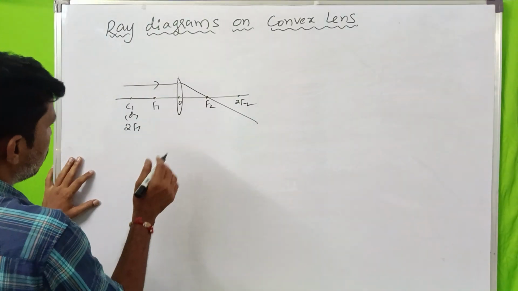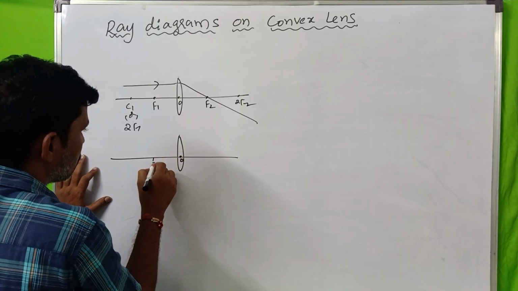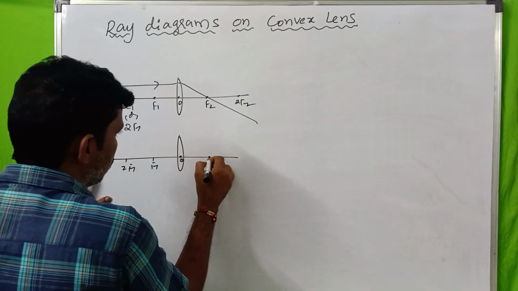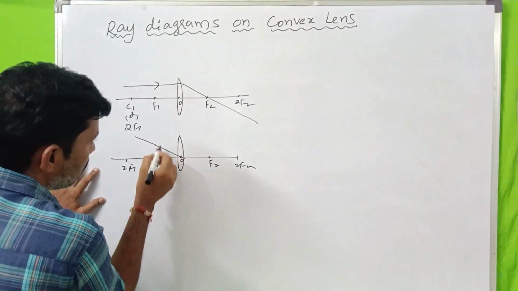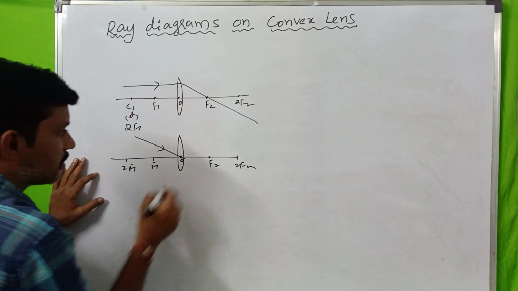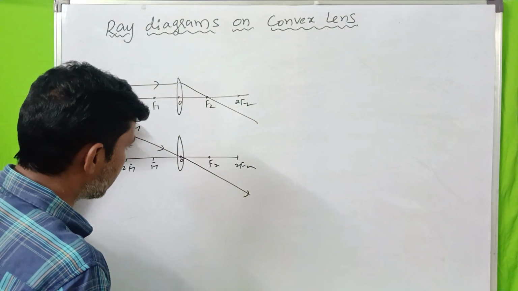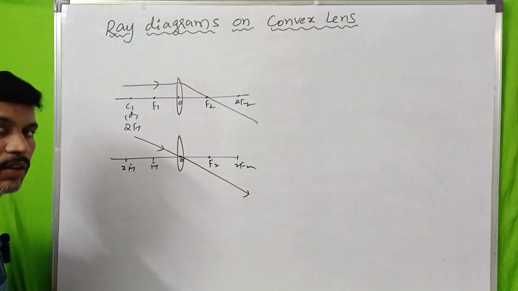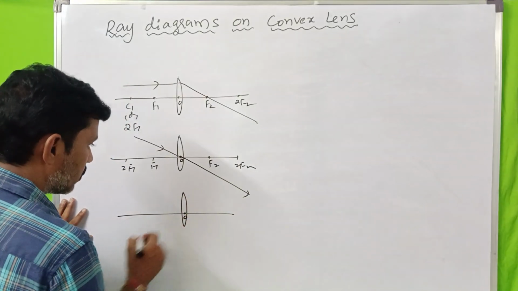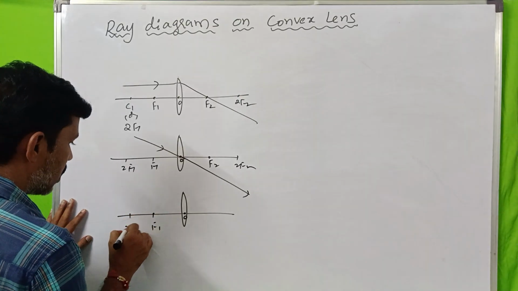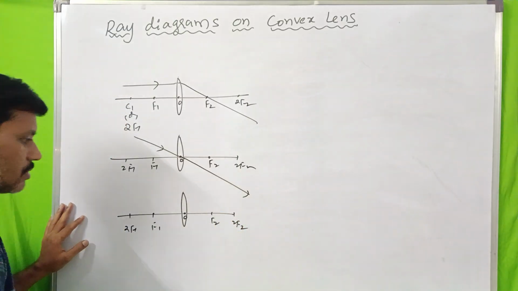One more rule: any ray passing through the optic center is undeviated. There is no deviation. It passes directly like this, undeviated. Clear. Next, one more ray we can take. The optical center, the focus point, and 2f1, so f2 and 2f2. That is the third rule.